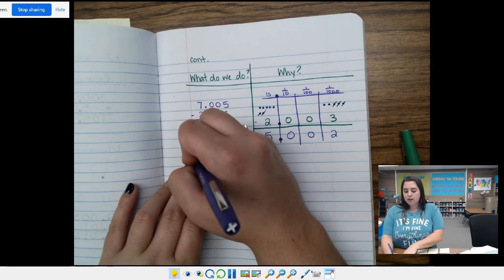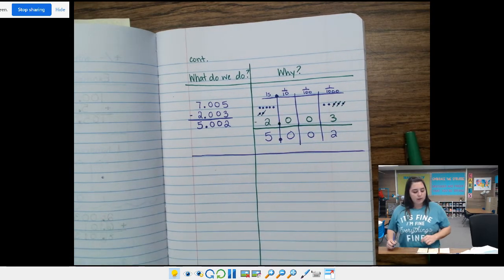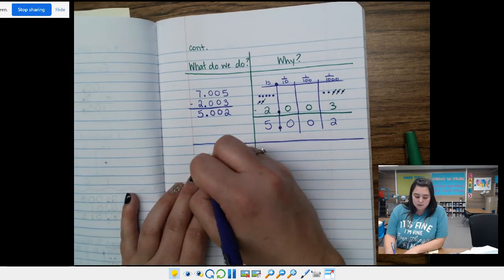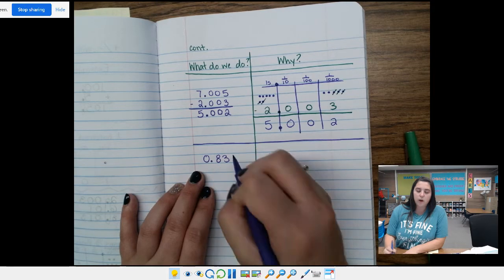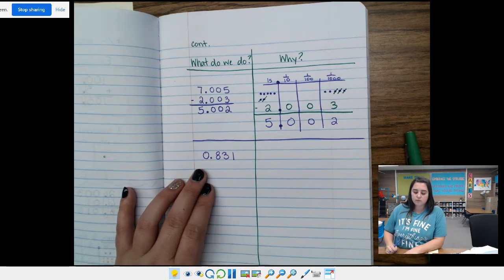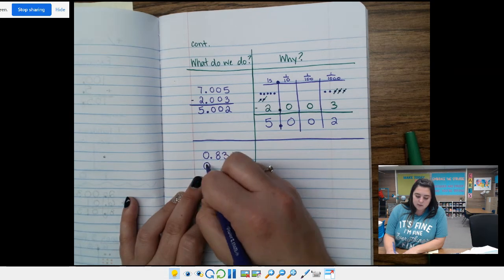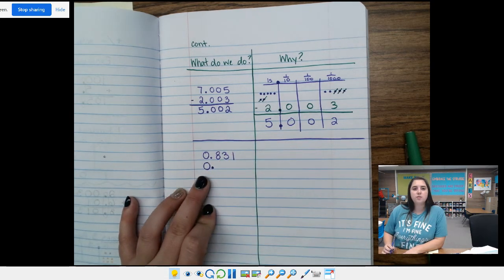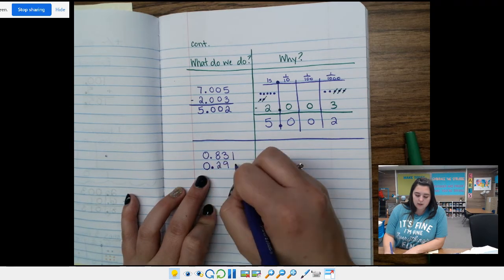So I'm going to draw a line underneath. Let's do a problem where I need to regroup. So in this case, let's start with 0.831. And I'm going to subtract 0 decimal 0.292, so those are lined up.